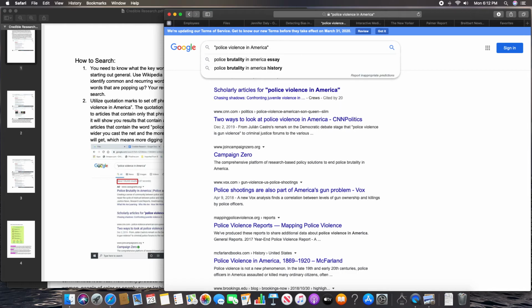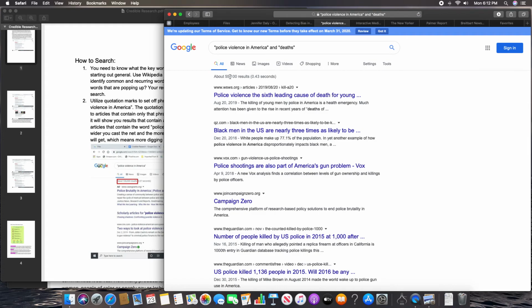And we can get even more specific now. And I can type the word and, okay? And this is going to join these two phrases, so police violence in America, and let's get really specific and just do deaths. Okay, brought us down again, 55,100, definitely more manageable.